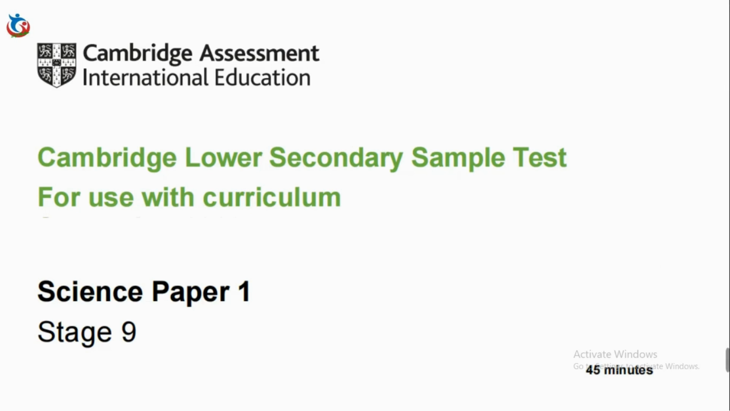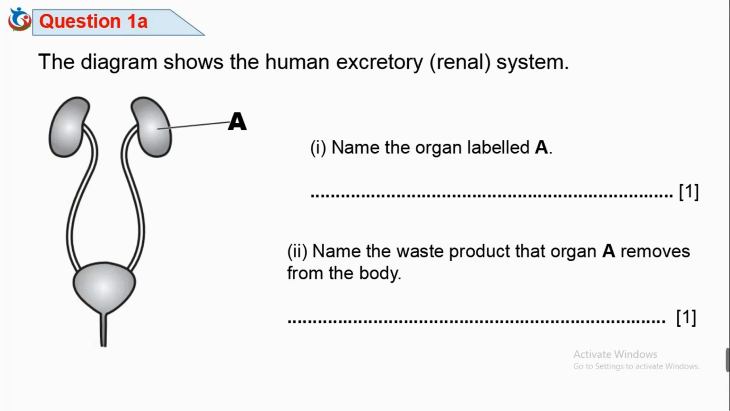This content is created with detailed analysis and important tips in preparation for this year's lower secondary checkpoint science paper 1. Let's get started. Question 1a. The diagram shows the human excretory renal system. 1a1. Name the organ labeled A.